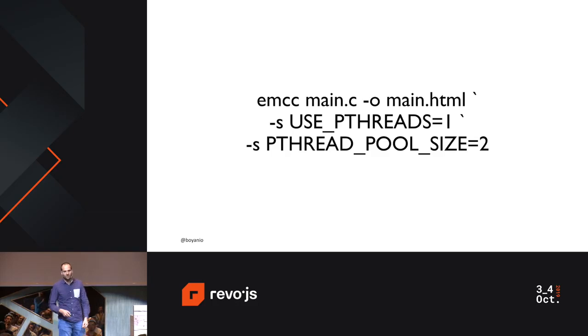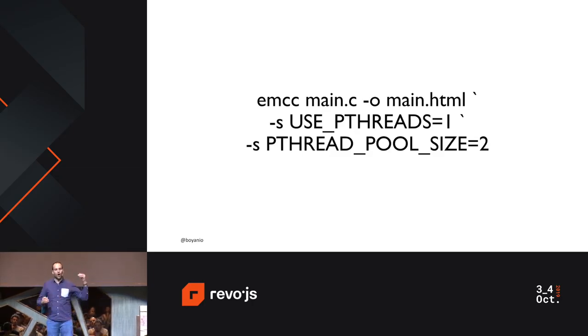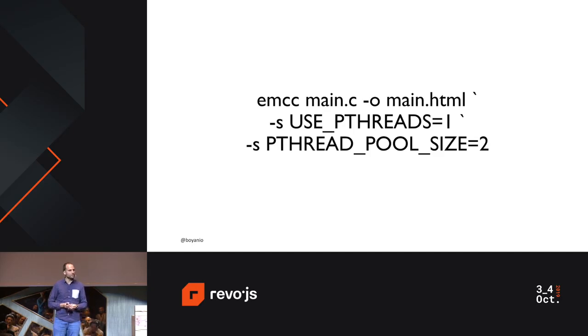If we say to Emscripten, hey, please take the source code, and then we use these switches to enable threads, then we can automatically get all these things created for us. So we'll get one HTML file, we'll get the JavaScript file, we'll get the worker file automatically with all the code, all the synchronization, all the shared memory injected and stuff like this. So we really get things out of the box.